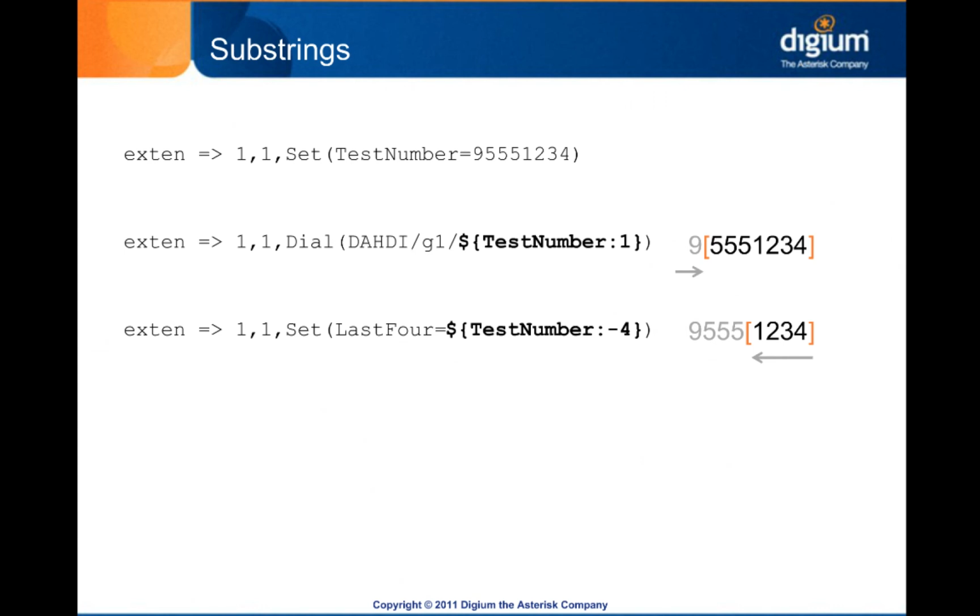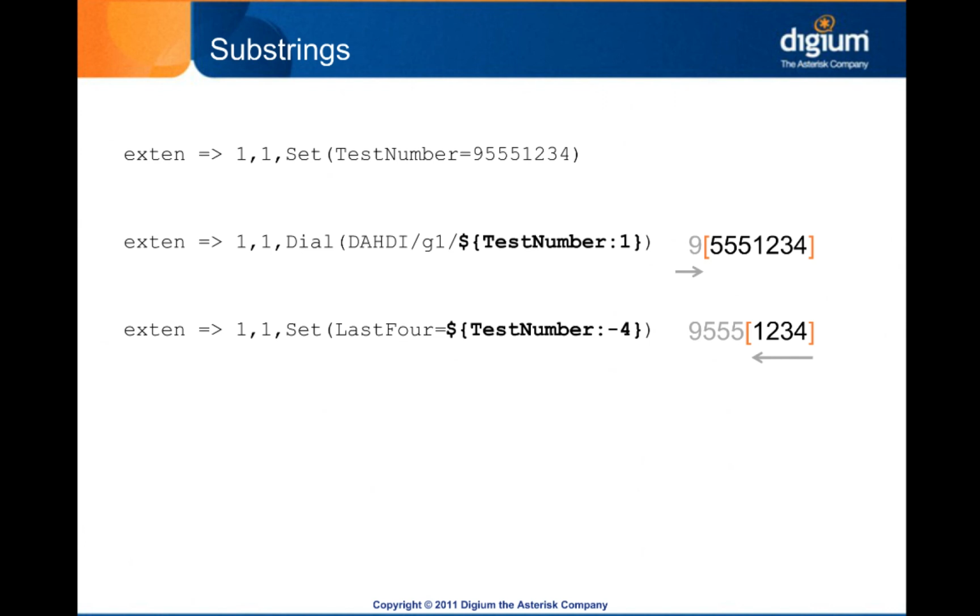If we wanted the last four digits of the variable testNumber, the Dialplan would look like this. The variable named last4 contains the value 1234. Finally, Asterisk lets you select an arbitrary substring of a variable by specifying two numbers separated by colons after the variable name. The first number indicates how many characters to skip, like the last few examples. The second number indicates how many total characters to return. We'll list a few examples using our variable testNumber.